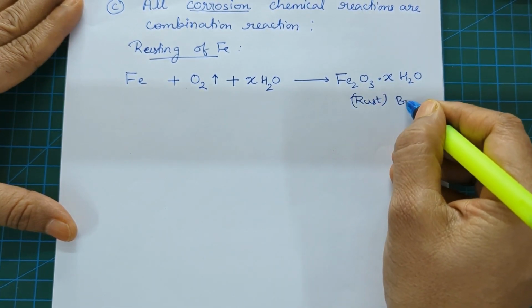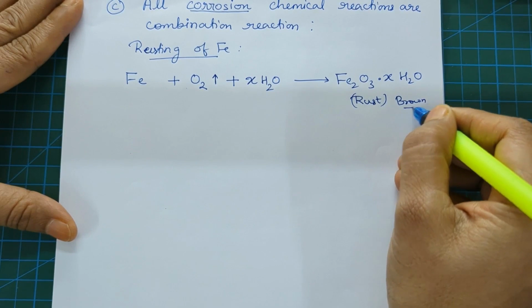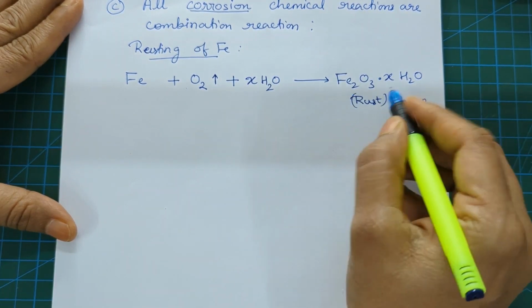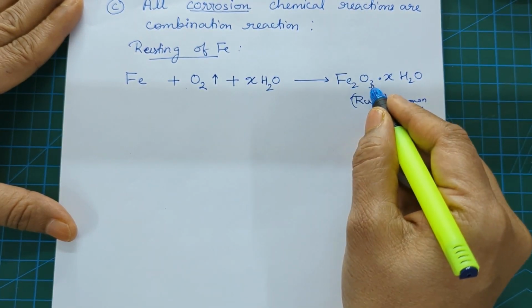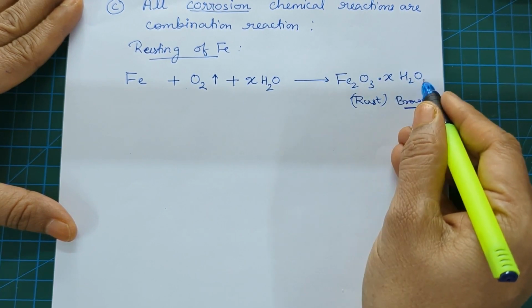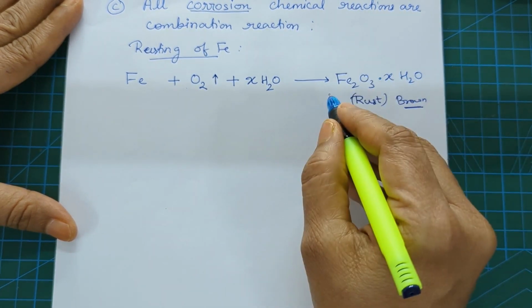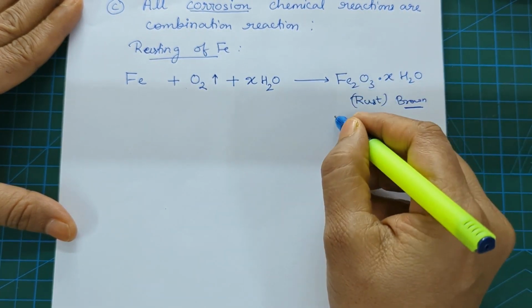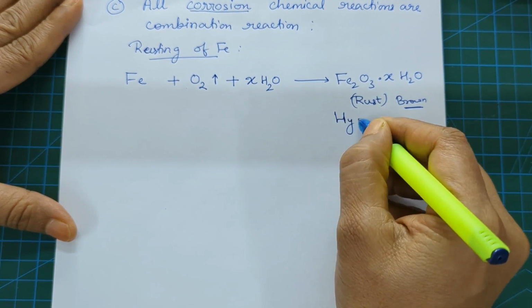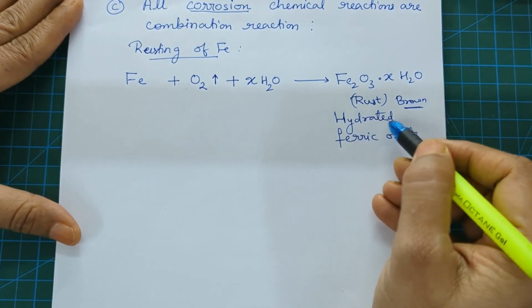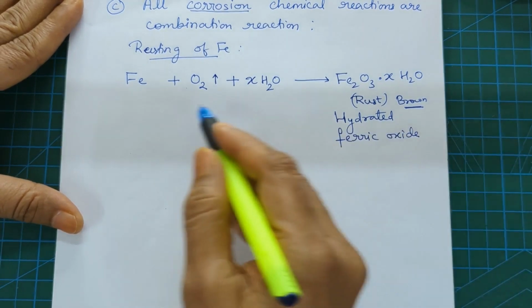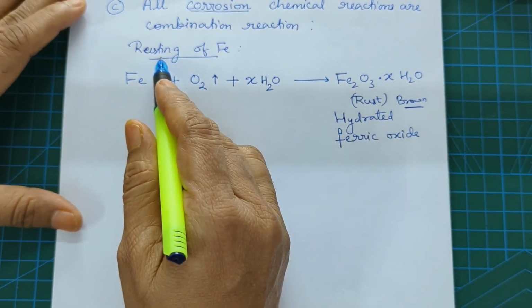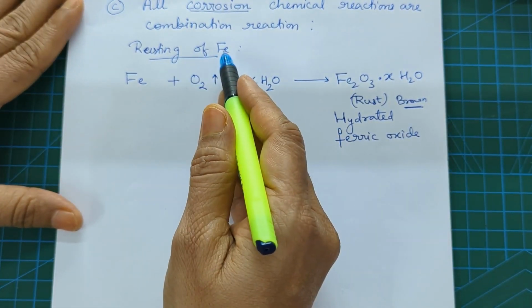Rust is brown in color or reddish brown in color, and this compound is called ferric oxide. Since water molecules are there, we can call it hydrated ferric oxide. So this is the first equation for corrosion of iron, which is called rusting of iron.